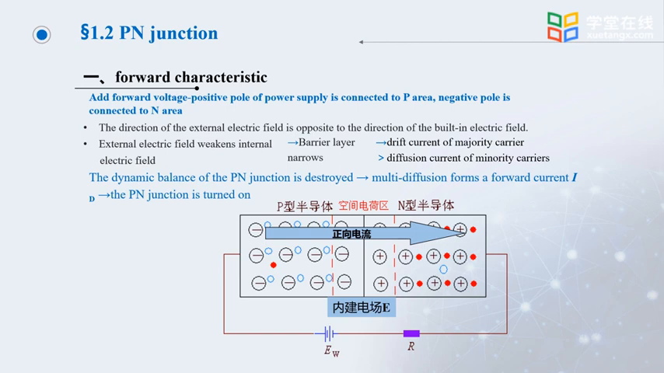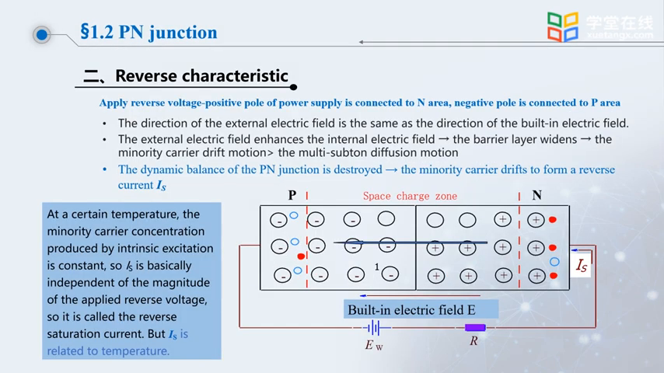When the applied voltage gradually increases, the diffusion of the majority carrier will form a positive current ID. At this time, the PN junction is turned on. That is, when a forward voltage is applied, a current flows through the PN junction. It's on. Let's take a look at the reverse characteristics.